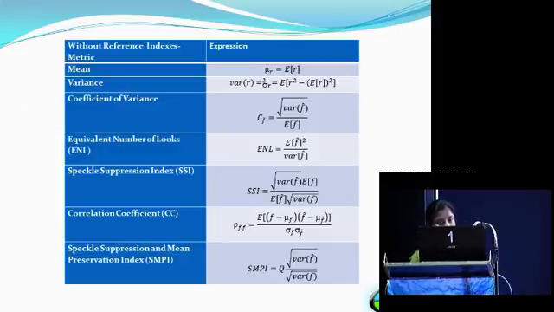So basically, for these measures, we will have only the observed image with us, and we will be estimating the noise image of the observed image. So these are all kinds of metrics used for the study purpose. I have used the coefficient of variance, number of looks, speckle suppression index, and SMPI as the no-reference metrics for the comparative study.